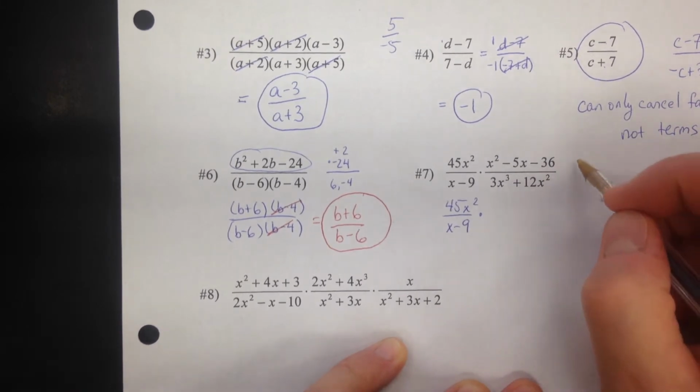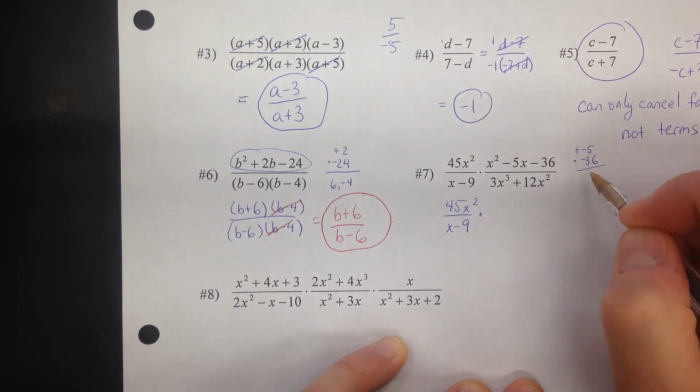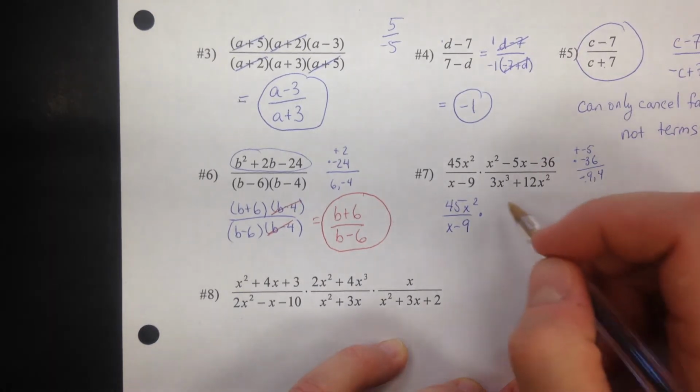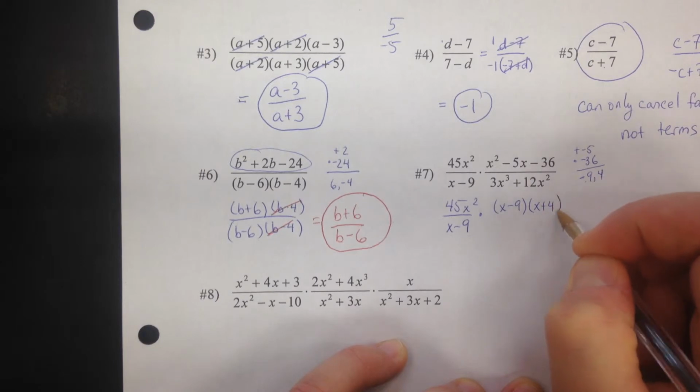So what I'm thinking, two numbers that multiply to negative 36 and add up to negative 5. And the winner is going to be negative 9, positive 4. Negative times positive is negative. Negative 9 plus 4 is negative 5. So this is going to be x minus 9 times x plus 4 over.